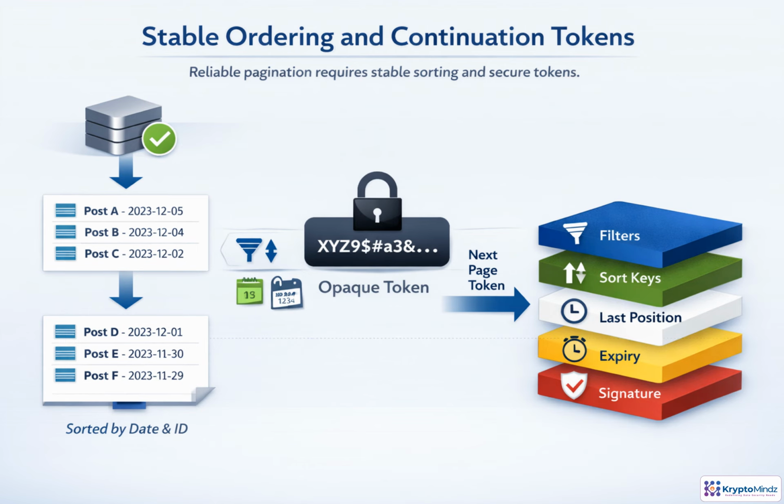Reliable pagination starts with one promise. Every request uses the same deterministic ordering. Sorting by created at alone is not enough, because two records can share the same timestamp. Add a unique tiebreaker, such as ID, so each record has one exact place in the sequence. The continuation token captures where the previous page ended, along with filters and sort values. Keep that token opaque. Clients should not edit it or depend on its structure. Sign and validate it server-side, and consider expiry, so pagination can resume safely without leaks or tampering.